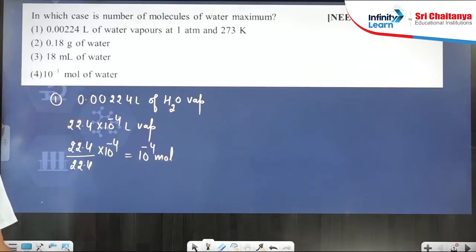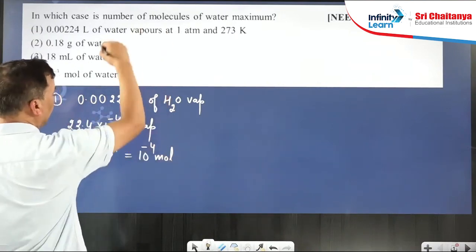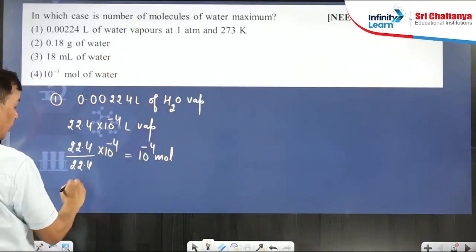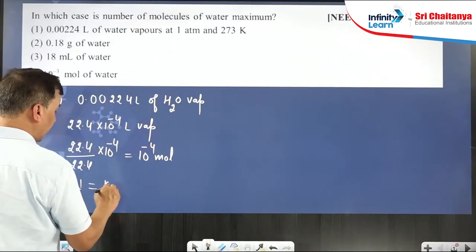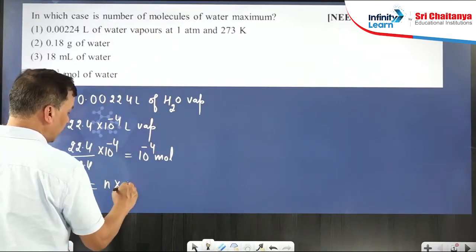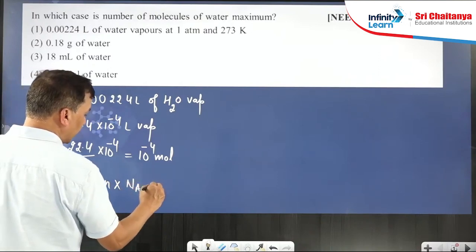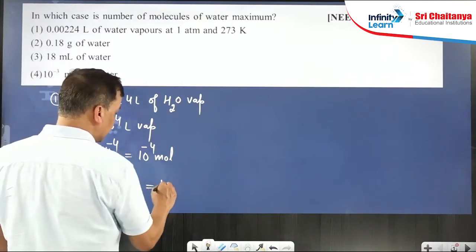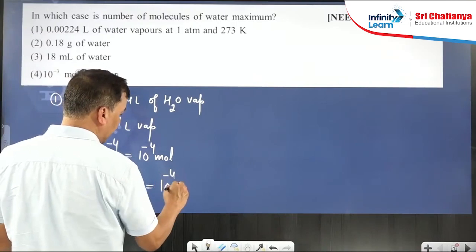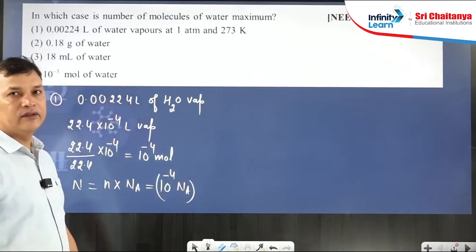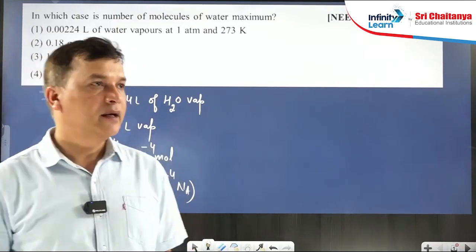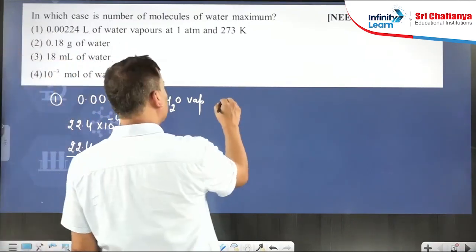Then we have to find the number of molecules. For the number of molecules, I told you the formula: N is equal to number of moles into what? Into Avogadro's number. So here I can write 10 raised to power minus 4 Na water molecules. Na is Avogadro's number. Is that clear? So that is option number 1.